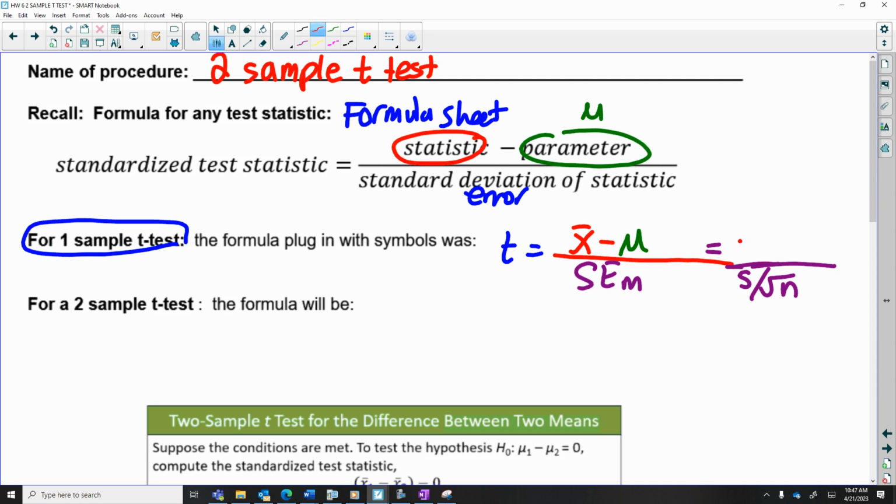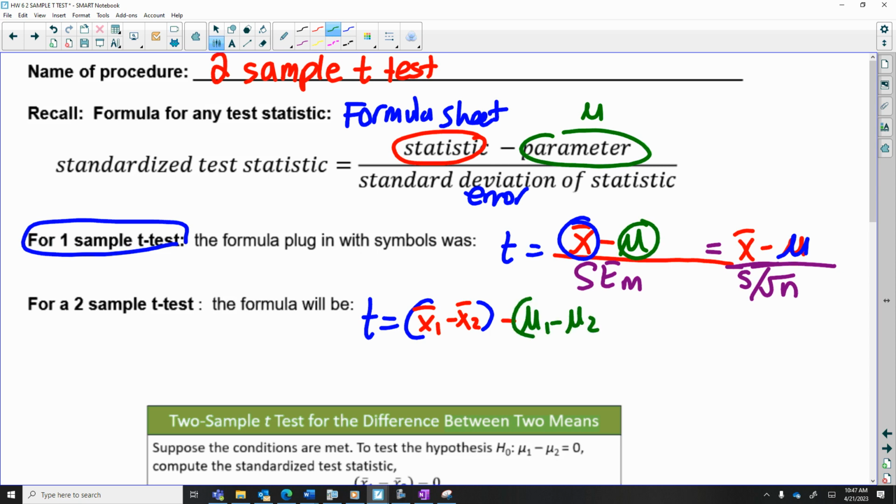So here is the setup: x bar minus mu over s over radical n for the one sample test. So what is it going to be for the two sample? It's going to be the same thing, but double, right? So the statistic, instead of one x bar, it's going to be two x bars. X bar 1 minus x bar 2 minus the parameter, instead of 1 mu, it's going to be 2 mu's. Mu 1 minus mu 2. But guess what? We're assuming that this equals 0 in the null. So this whole thing is going to drop out over the standard deviation of the two means.